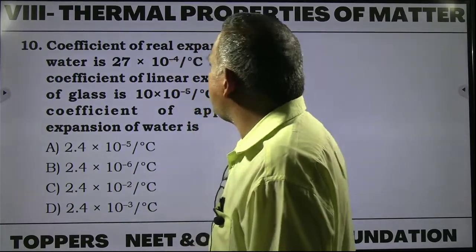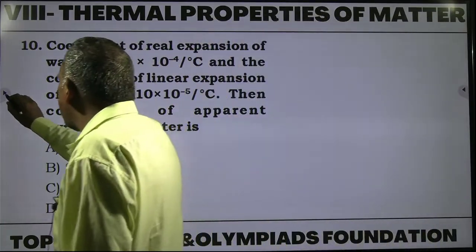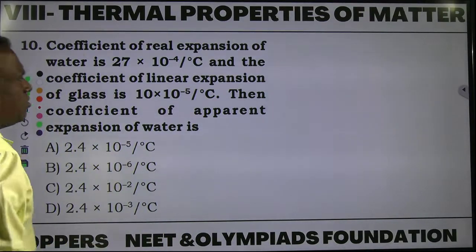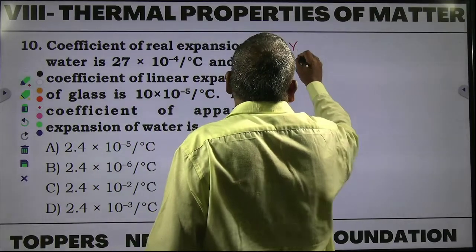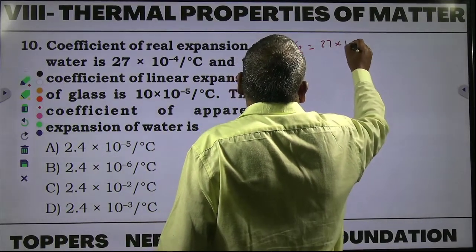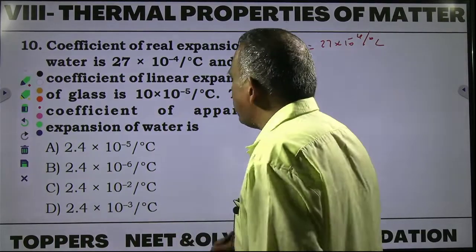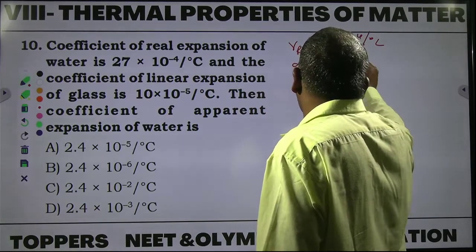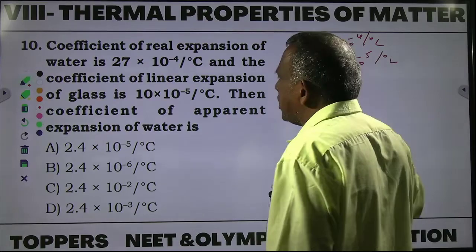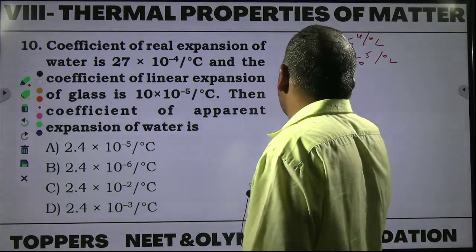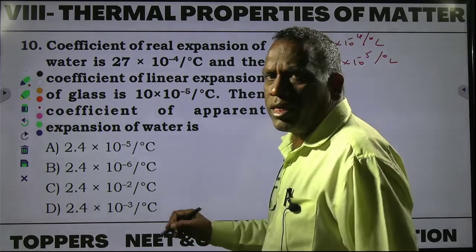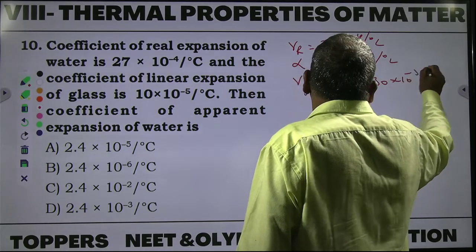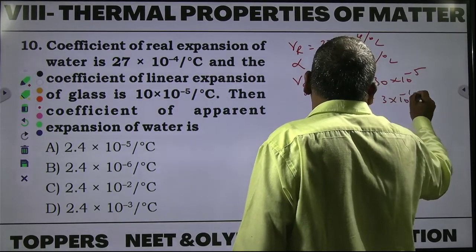Coming to the next: coefficient of real expansion. The real expansion of the water is given as 27 into 10 power minus 4 per degree centigrade. The linear expansion, alpha, is given as 10 into 10 power minus 5 per degree centigrade. If you know linear expansion, you can find the container expansion, which is equal to 3 alpha, that is 30 into 10 power minus 5, so that becomes 3 into 10 power minus 4 per degree centigrade.